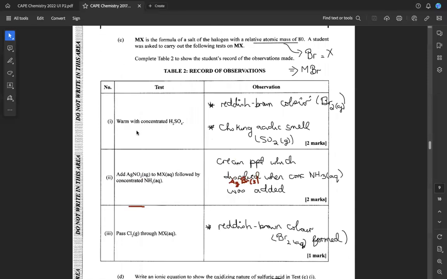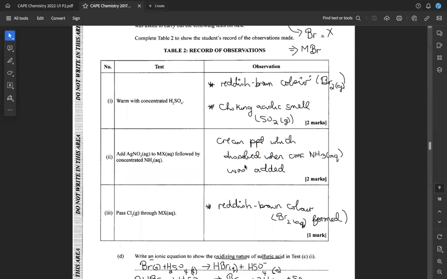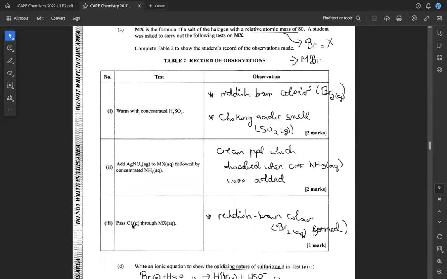And then now if we come down here to the third case, what's going to happen is that the student is going to be passing chlorine gas through the aqueous MBr mixture. Again, the X is Br. So what's happening here is that chlorine gas is essentially reacting with MBr, where M is our metal, of course. So in this particular case, we know that chlorine is above bromine in the group. So chlorine is a better oxidizing agent than bromine. So the chlorine will come in and kick out this Br and take its place, right?